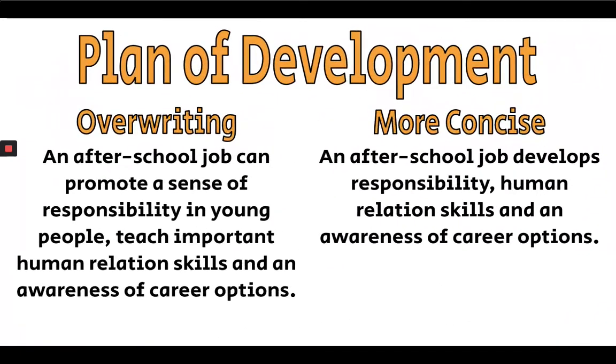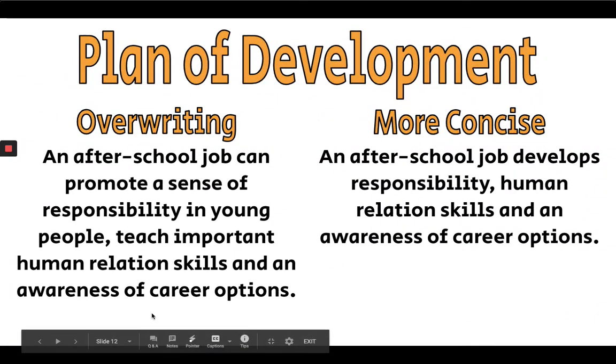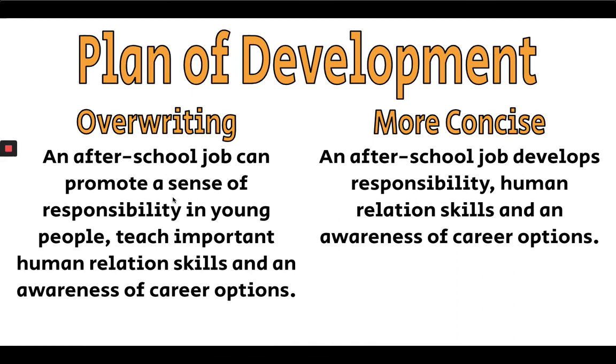So here's my example. The first one on the left here is the overwritten one. An after-school job can promote a sense of responsibility in young people, teach important human relation skills, and an awareness of career options. So already, I'm looking at the phrase "in young people" here, and I know it's for young people because it's an after-school job. I don't think I need to know teenagers. I don't think I need to know young adults. I don't need any of those things, because you probably have it somewhere else in your introduction that this is who you're talking about.